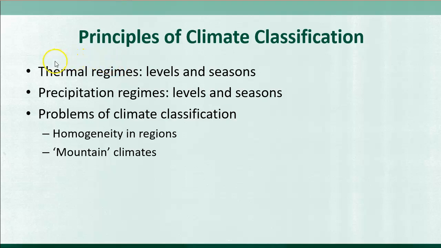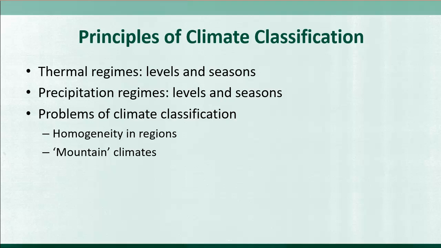We'll focus in each of the climates talking about the thermal regime of that climate, how warm it gets, how cold it gets, and how that changes over a season. Its precipitation regime, the same thing, how wet an area gets or how dry it gets, and what sort of predictable fluctuations there are in precipitation.